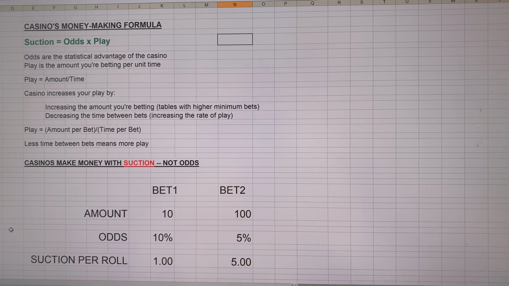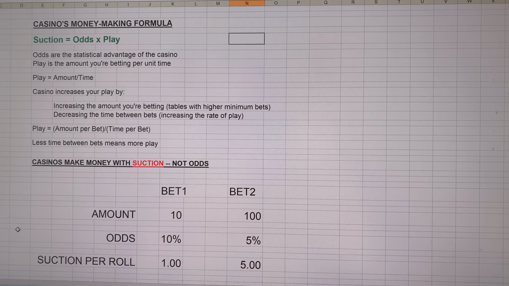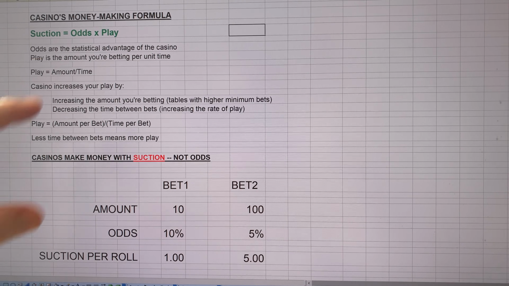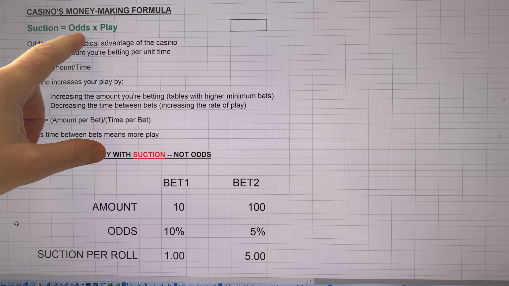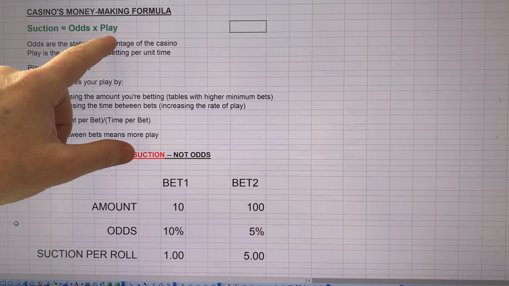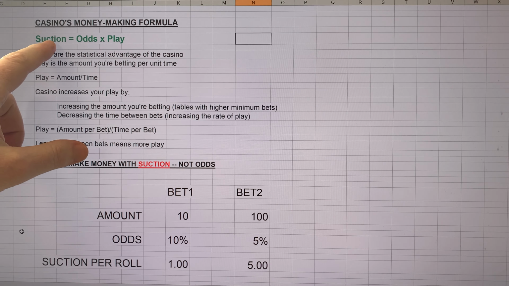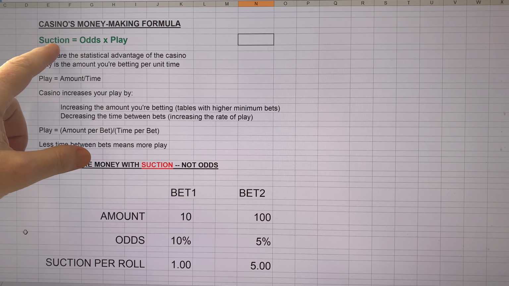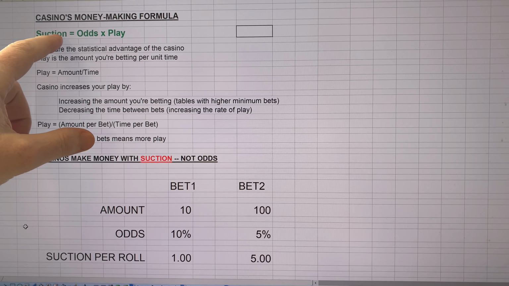Today I'm going to expose the casino's money-making formula. The biggest myth in gambling is that casinos make their money based on odds. They actually make their money based on odds times play. I call this formula suction. The casino makes money by putting a vacuum hose in your pocket and increasing the suction.